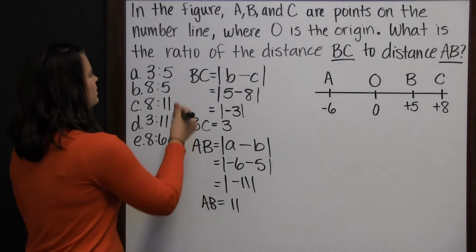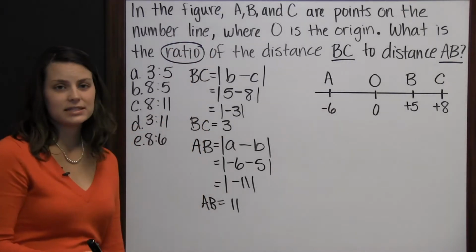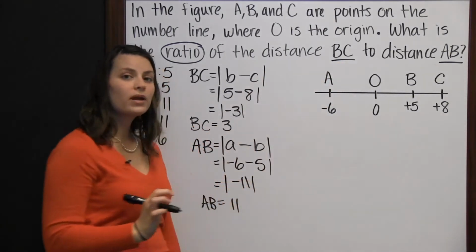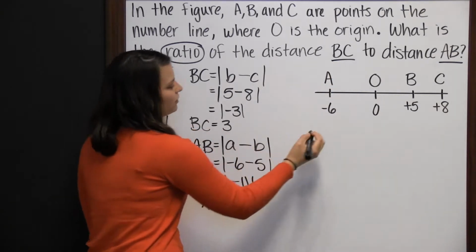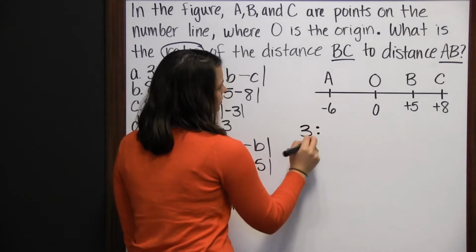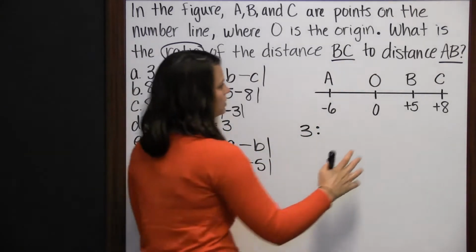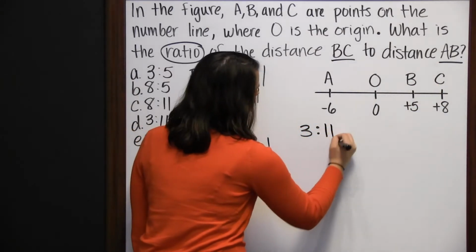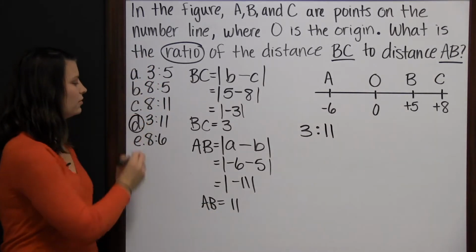Now they've asked us what the ratio of those distances is. And it gives you the order that it wants the ratio written in. So the distance BC should be the first number in the ratio, 3, and we use a colon, or you can write "to," it's fine too. The distance from points A to B, which is 11. So our ratio is 3 to 11, or answer D.